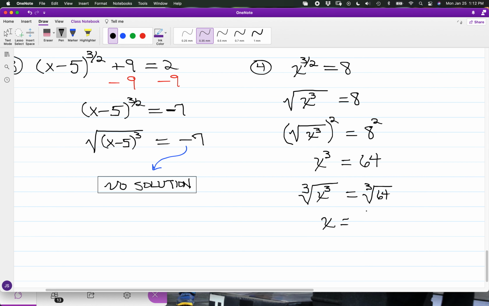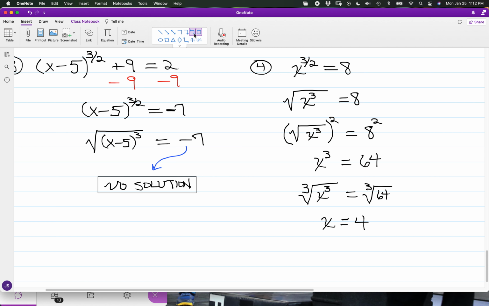Now 64 is a special kind of number that is both a perfect square and a perfect cube. 8 times 8 is 64, and the number that times itself three times would give you 64 is going to be 4. Again, going back, you have an even root radical expression that reduces to a positive constant. So there is going to be a solution for x, and that value comes out to 4.